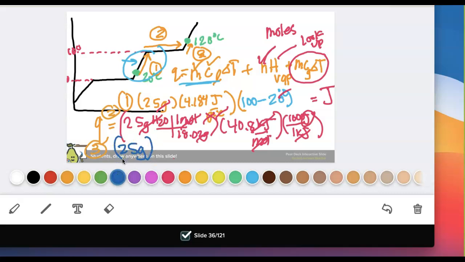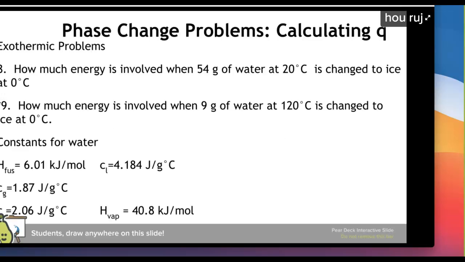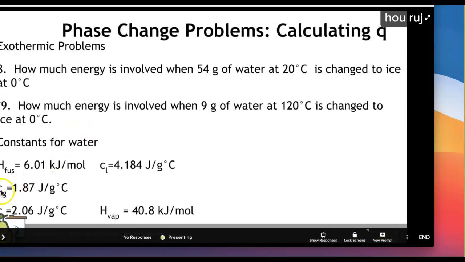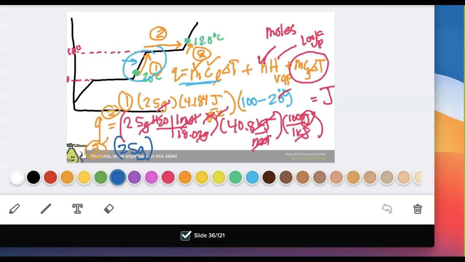And then what is C, specific heat of water vapor? I don't know, but we can go look it up. So let's look it up together. You don't have to memorize it. Specific heat of water in the gas phase is this number. See, all these constants are for water. You don't have to memorize them. So 1.87 joules per gram degrees Celsius.